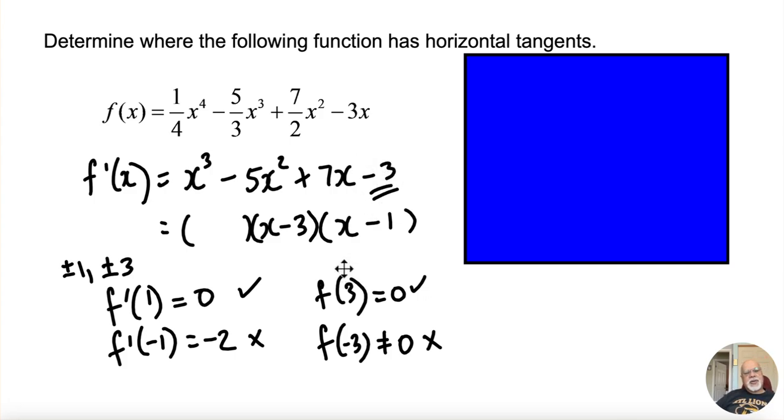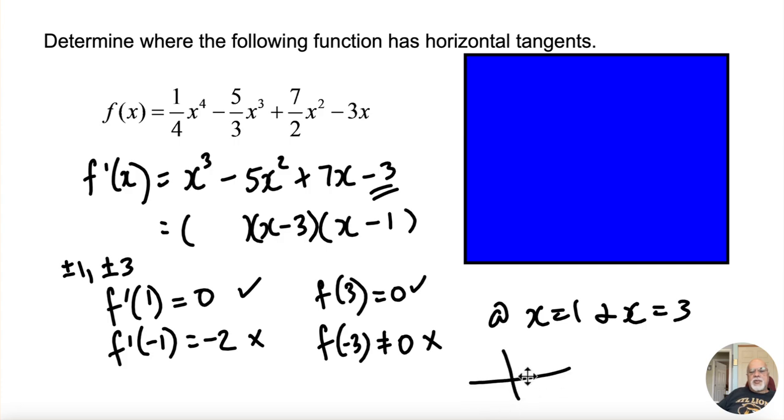All right, so given that this is the derivative, it says determine whether the following function has horizontal tangents. Well, the answer would be at x equal to 1 and x equal to 3. And this is a quartic, so its derivative would be cubic. And so we know that at 1 and 3, we're going to have zeros. And so this function must be coming up, going through here at some point, turning around, and then going through there. Okay?